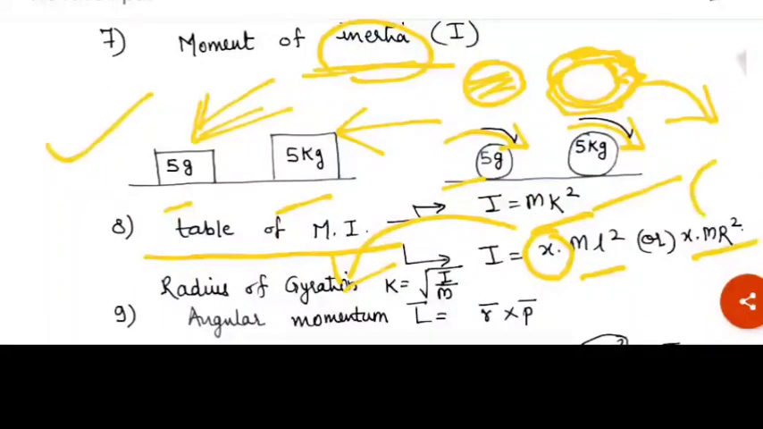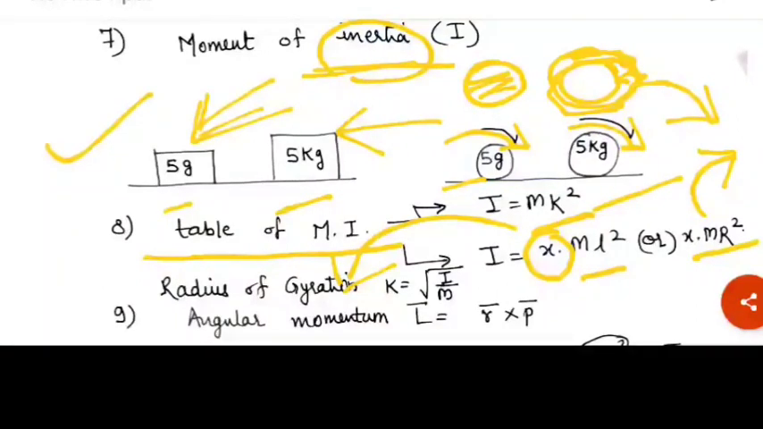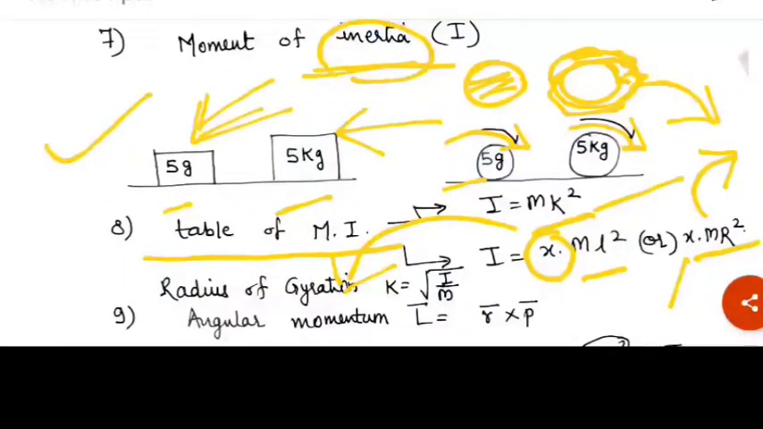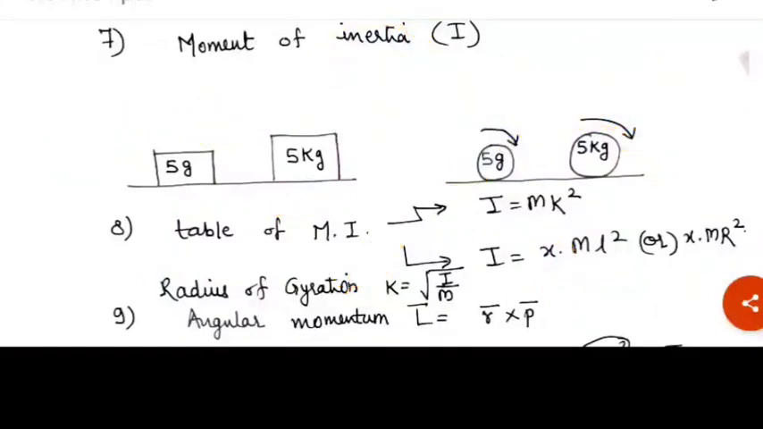Now suppose we are taking this formula. In the case of disk, x equals half. In the case of ring, x equals 1. In the case of solid sphere, x equals 2 by 5. And in the case of hollow sphere, x equals 2 by 3. So these formulas for moment of inertia in terms of L or in terms of R may take different values.